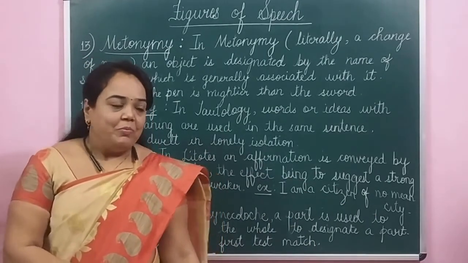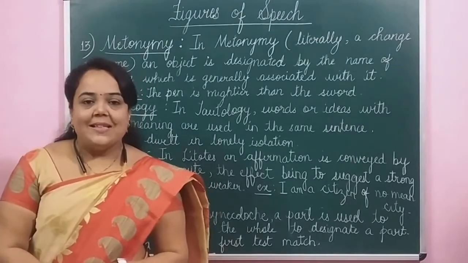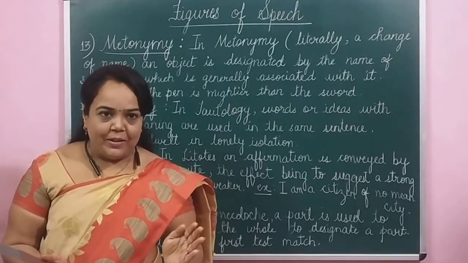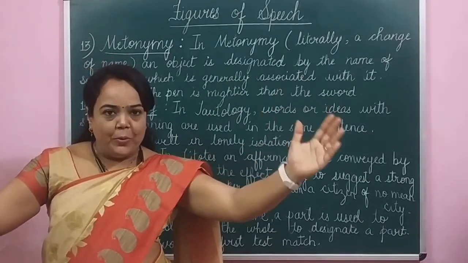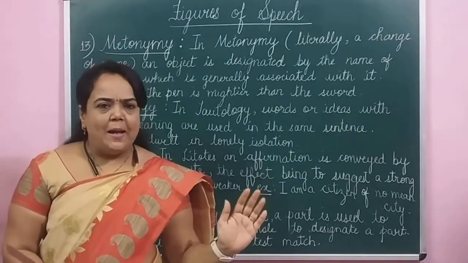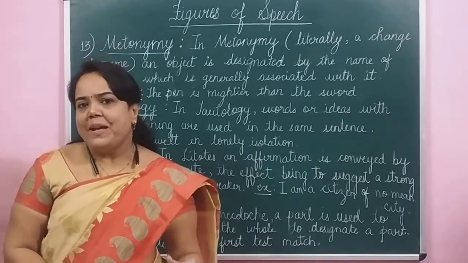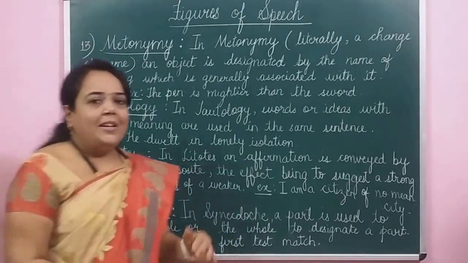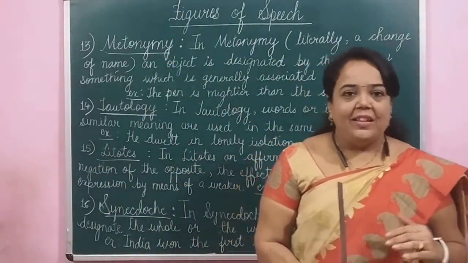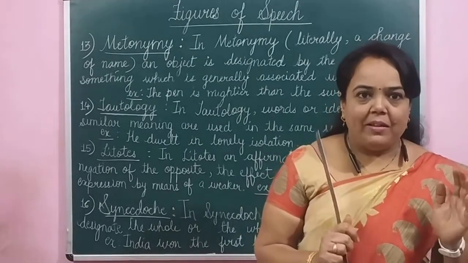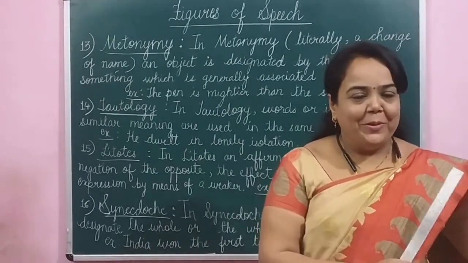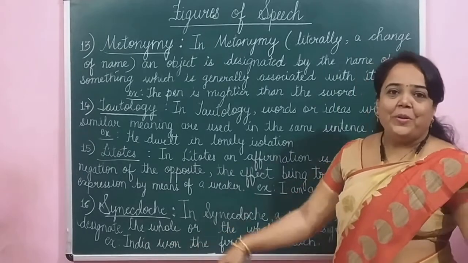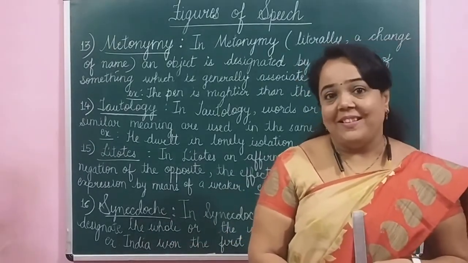Okay? Now, the next one is synecdoche. In this figure of speech, what do we do? We use a part to convey the whole or the whole to convey a part. A very easy example to remember this is: India won the first test match against Australia. Now India here is used for the whole, but does it mean all went to play? No, only a team which represented India went to play. So a part represents the whole.